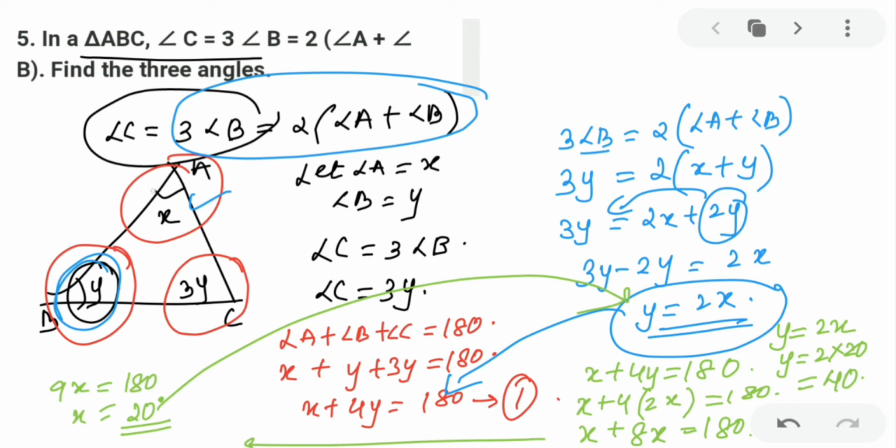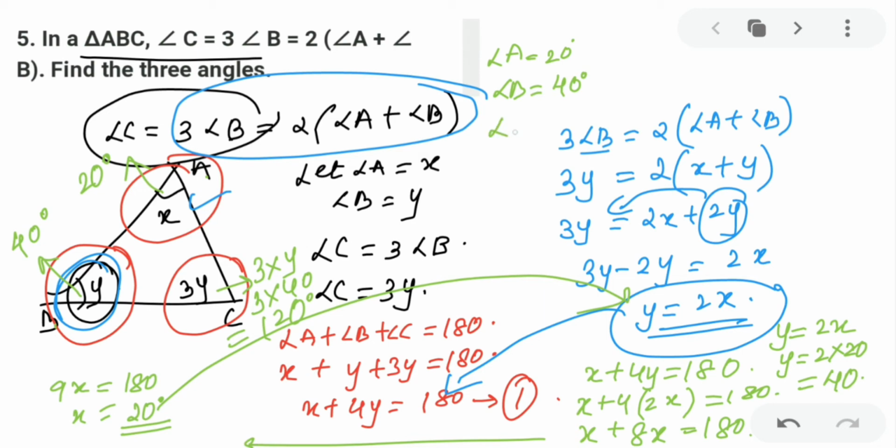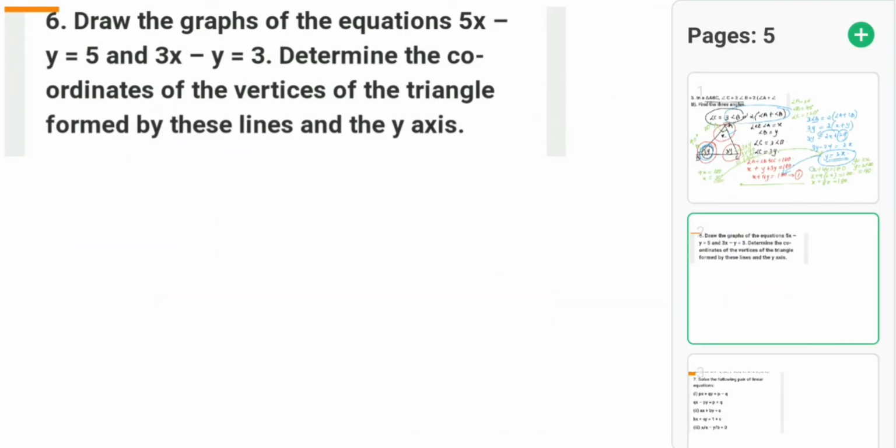You got the value of x as 20, and the value of y as 40. That is angle A and angle B you got. What about angle C? That is 3 into y, that is 3 into 40. That will be 120. So you got the value of angle A as 20, angle B, I repeat, 40, and angle C will be 120. Is that clear?